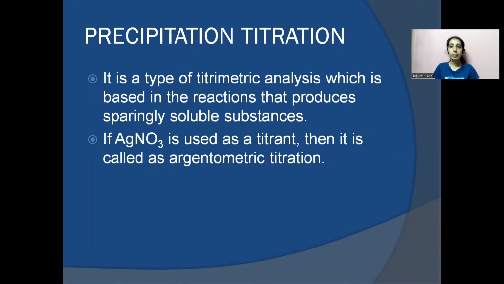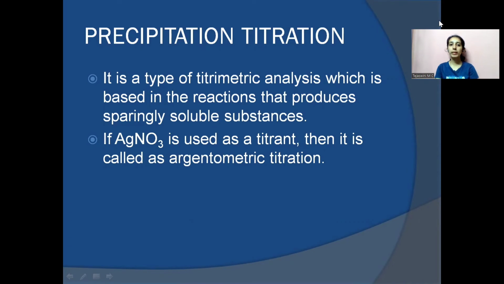It is a type of titrimetric analysis based on reactions that produce sparingly soluble substances. If AgNO3 is used as a titrant, then it is called argentometric titration. Solubility product constant is denoted as KSP, and it is the measure of completeness of the reaction. The data required for construction of titration curves are calculated from the concentration of analyte and titrant and the solubility product constant.